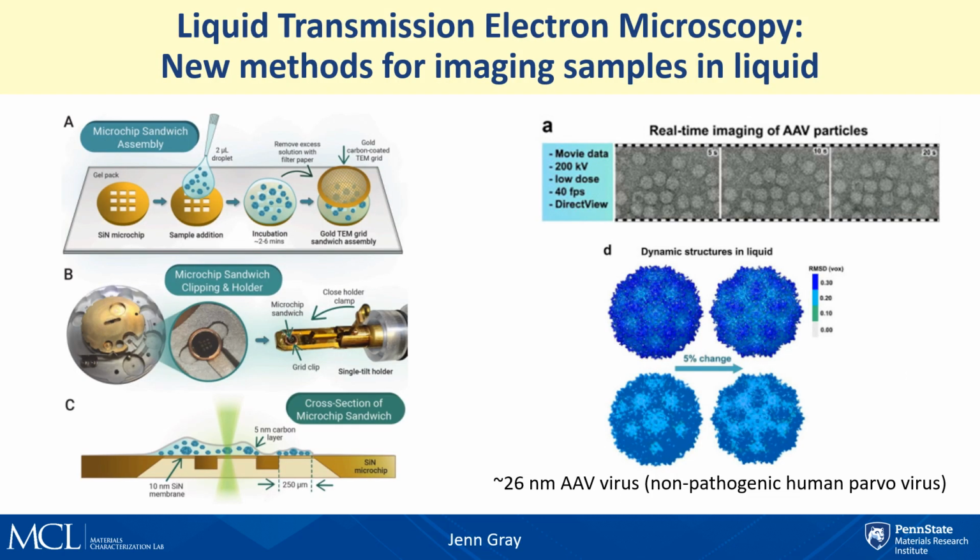Another example of different types of imaging for liquids or hydrated samples is liquid transmission electron microscopy. In this case, you take a liquid sample and you seal it in different windows and then insert it into the TEM.